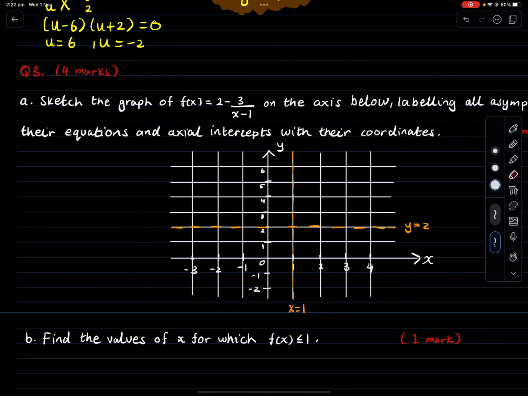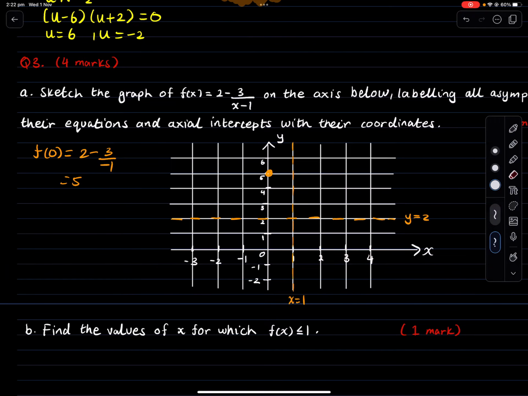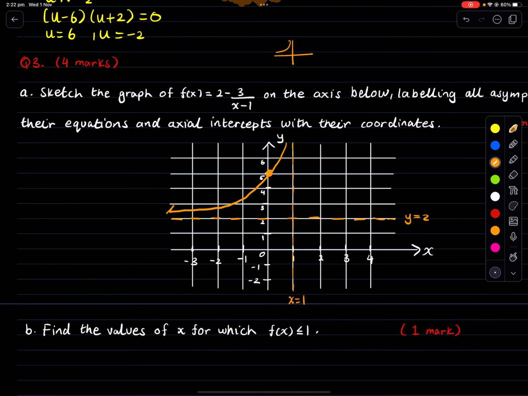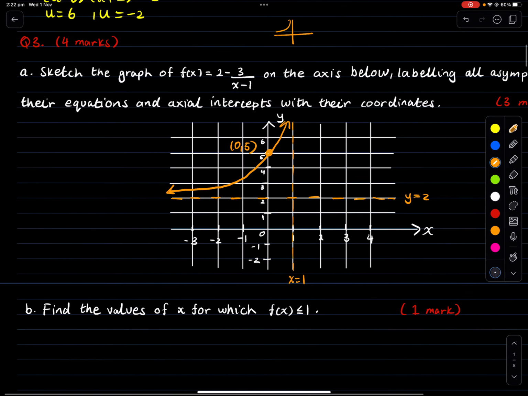So we just find our y-intercept. What's f of 0? That's 2 minus 3 over negative 1, which is 2 plus 3, which is 5. So our y-intercept is going to be over here. Perfect. Let me rub that out. And we know how the graph looks, it goes like this. So we're just going to trace down to it nicely like that, and we're going to label this point. So it's 0, 5.